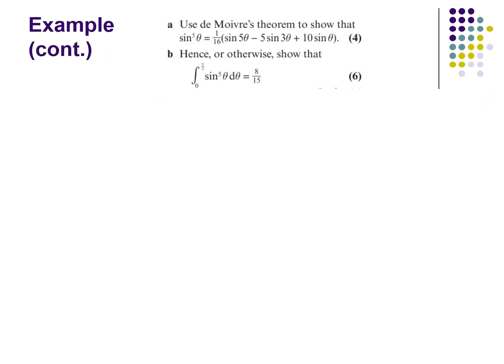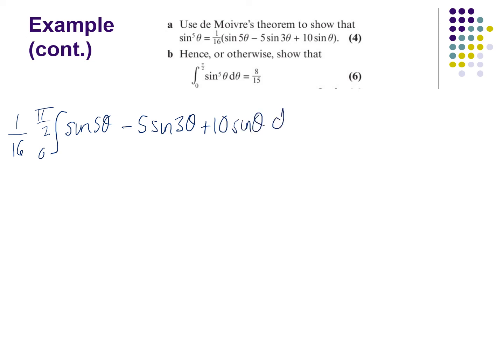Hence or otherwise. So for this one, they're saying you can use part A, or you can do it in a different way if you'd like to. The hence is always the easiest way. Okay, so what I'm going to do is I'm going to replace my sine 5 theta with what I've got in the first part. I'm going to stick my 1/16 outside, just keeps it a bit tidier. And it is a constant, doesn't matter, you can put it in if you want. Okay, so that's equivalent to that. Remember your d theta, 1/16.